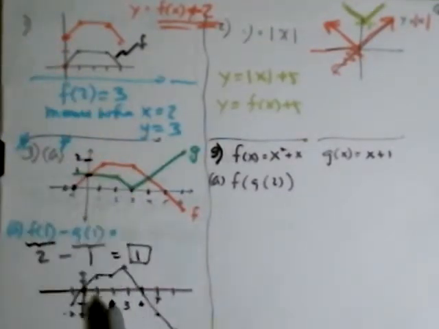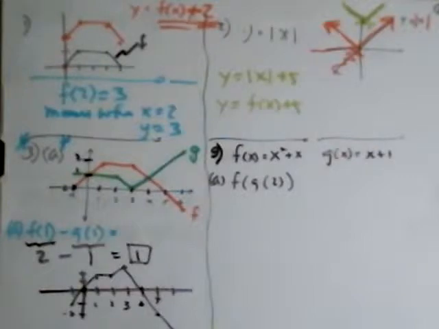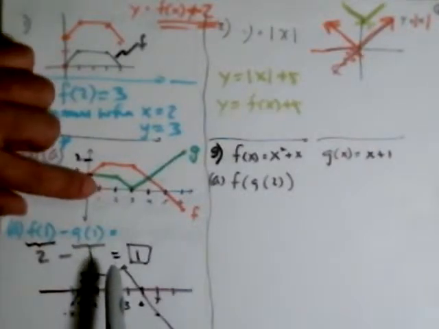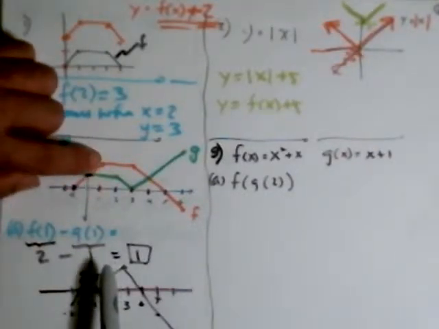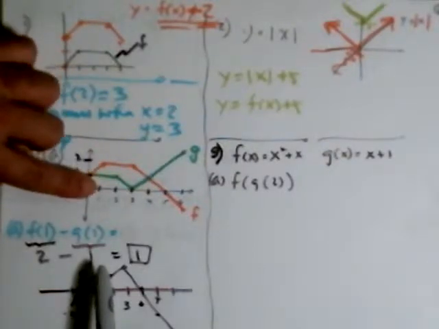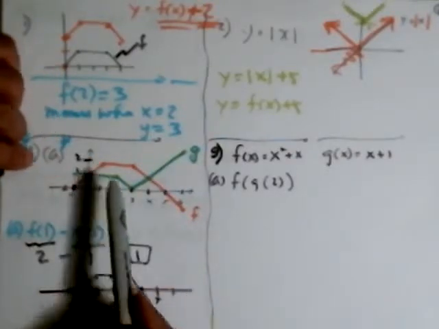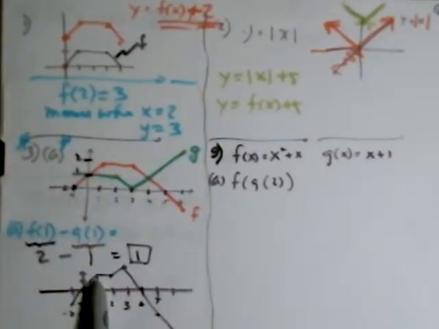Make sure you understand how to do this properly. And if you need to, just stop it and rewind it and then see what happens. Again, let's look at some point at 1. My f value is going to be 2. There's my 2 right there. And then my g value, looking at this graph, is going to be 1. So 2 minus 1 is 1 right there. Okay, should be good for all of these.